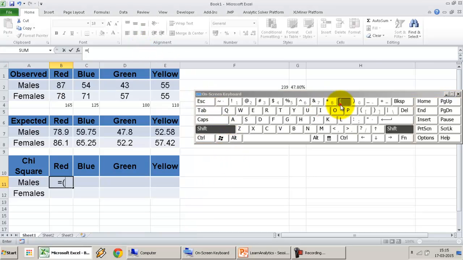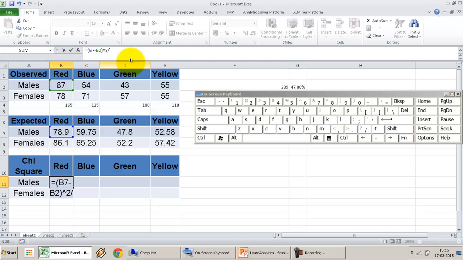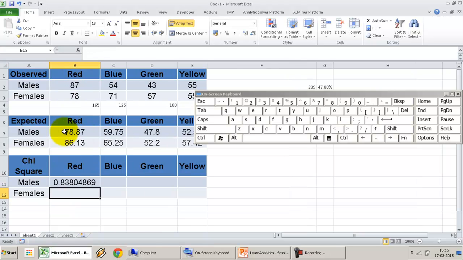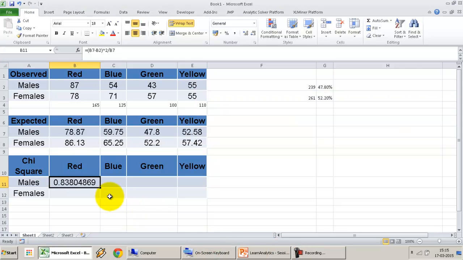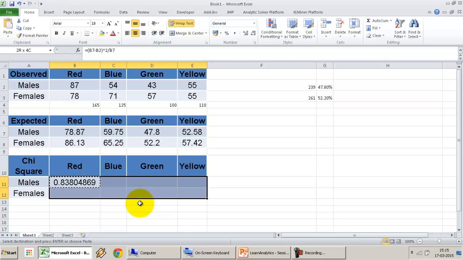I am going to take the observed minus expected frequency, raise it to power 2. So I'm using the raised to power 2 sign over here: the observed minus expected whole square. Now I need to divide this by the expected frequency. So this gives me the chi-square deviance for this particular cell, and I can apply this formula throughout to get the chi-square deviance for each of the cells.